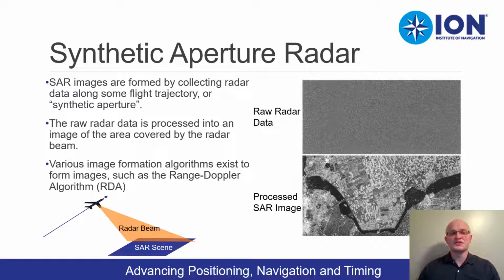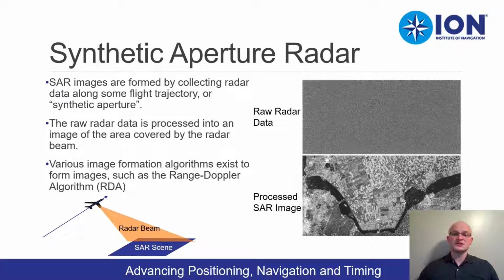For this research, synthetic aperture radar, or SAR, is used to formulate measurements for an inertial navigation system. SAR is a method of creating images from radar data collected along some flight trajectory. The image in the top right shows what the raw radar data could look like for a given flight. That raw data is then processed into images of the ground, such as the image in the lower right.